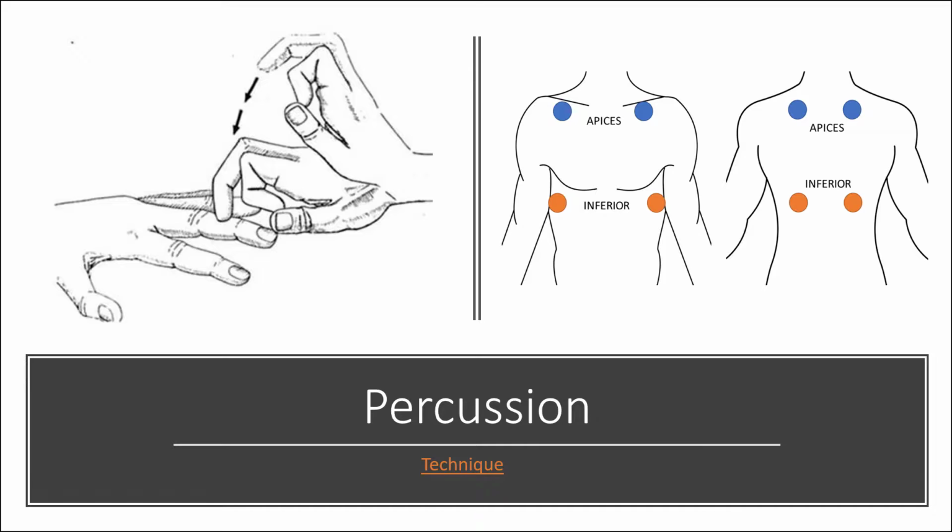Air is hyperresonant, so it's going to make a more tympanic or higher pitch sound when it's percussed. It's also more likely to navigate towards the apices, and that's where we would normally look for it. Fluid, on the other hand, is very dull on percussion. It can sound a lot louder because it may transmit sound even better than what air will, but it's also likely to gravitate towards the bases.